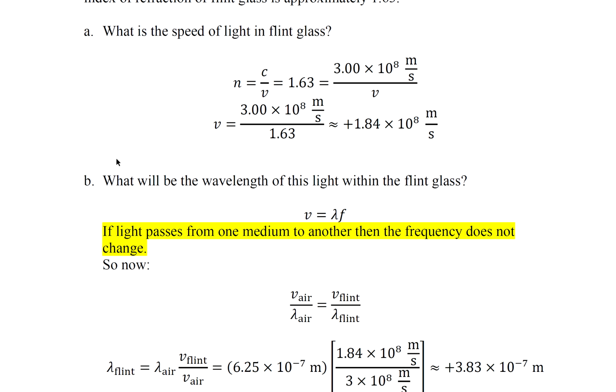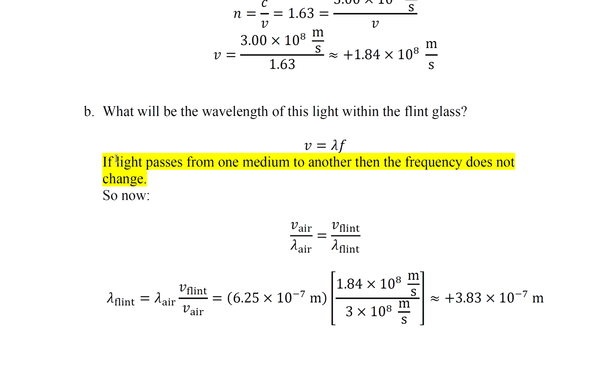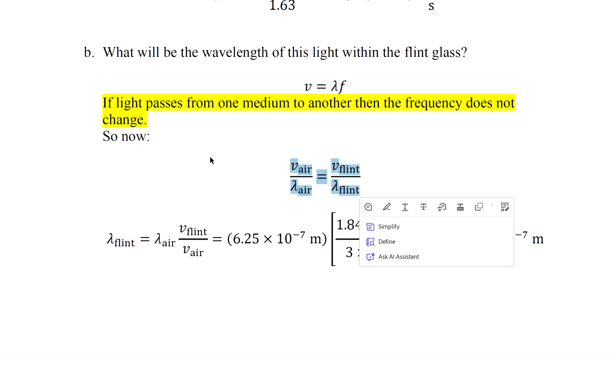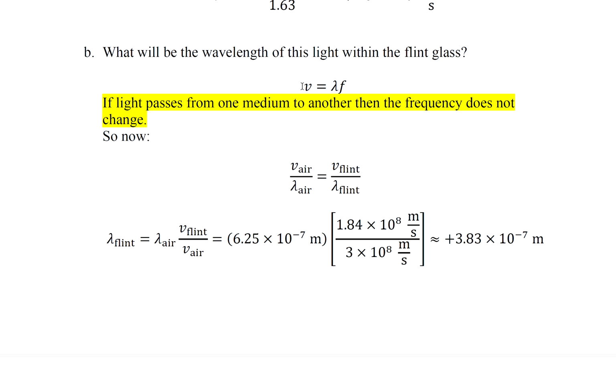Part B, what will be the wavelength of this light within the flint glass? If light passes from one medium to another, then the frequency does not change. So now we have this equation, f1 equals f2. So v1 over lambda 1 equals v2 over lambda 2. And just solve for lambda 2.